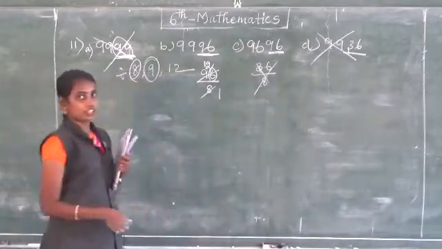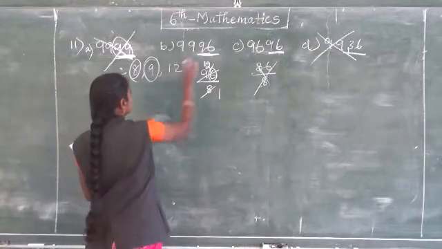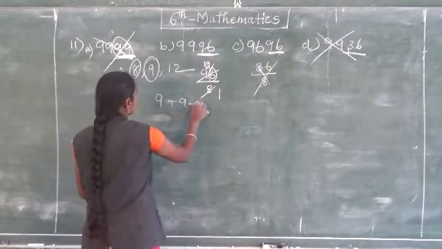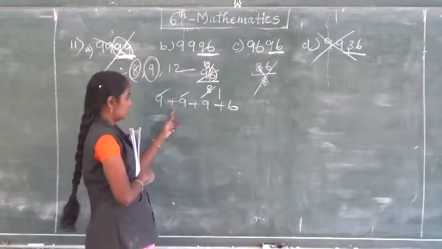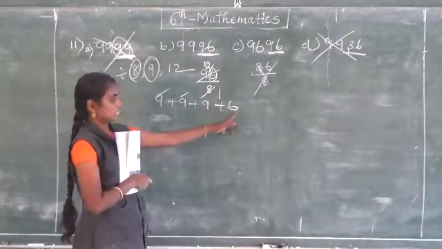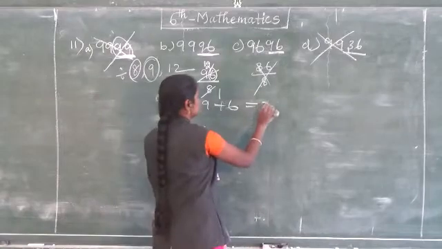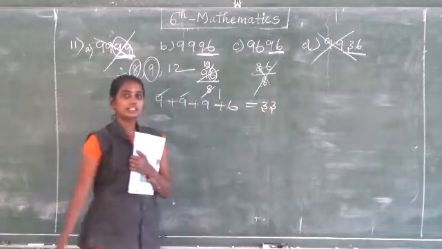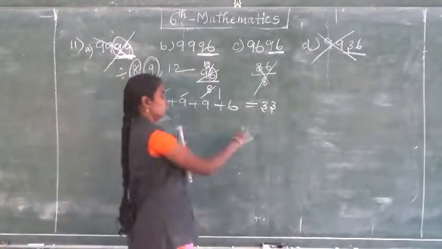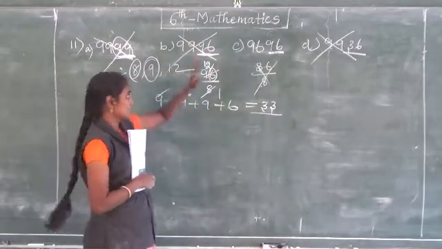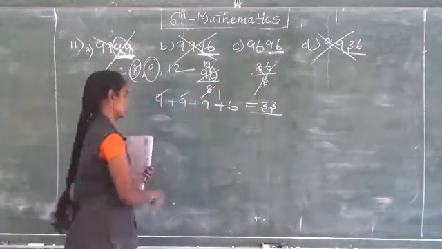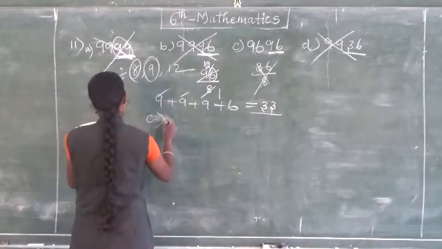9 table, how will you check? Add the digits. 9 plus 9 plus 9 plus 6, 9, 9, 18, 27, 27 plus 6 is 33. Will it come in the 9 table? No. So it is also not the answer. The answer must be option C. The answer is option C.